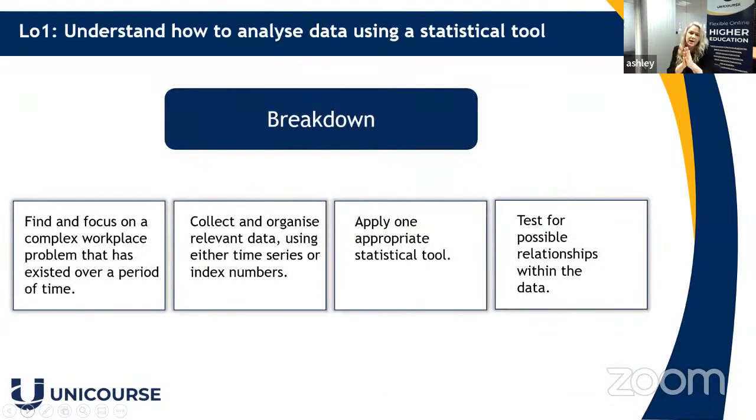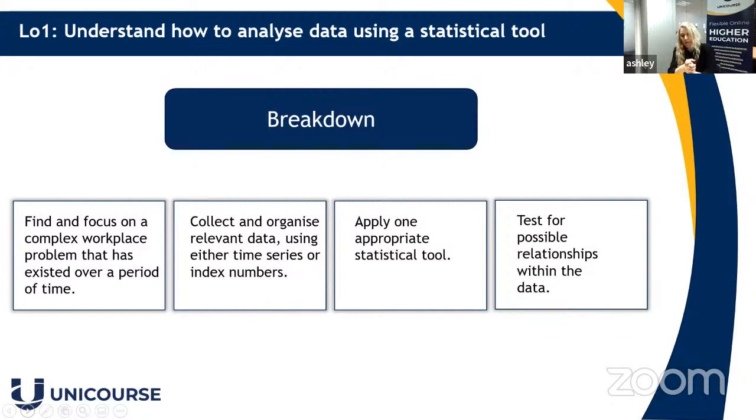So I'm just going to break learning outcome 1 into 4 sections, because it is quite a difficult one, especially if you've not used statistical tools before to analyze data to come to a solution to a problem. So let's just break this down into 4 categories. So firstly, we're going to be looking at finding and focusing on that complex workplace problem. So problem finding, problem analysis, in order to be able to gather some evidence to then be able to analyze the data. Okay, so you're going to be collecting and organizing that relevant data using either time series or index numbers. We're going to be going on to that in just a minute, so don't worry about that.